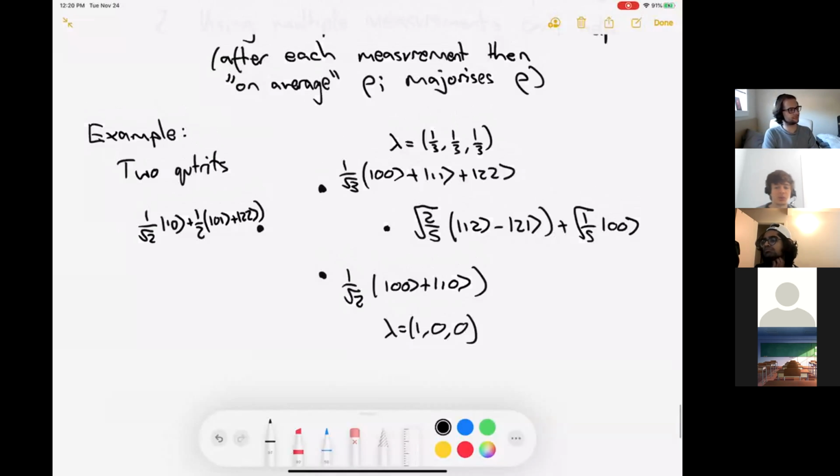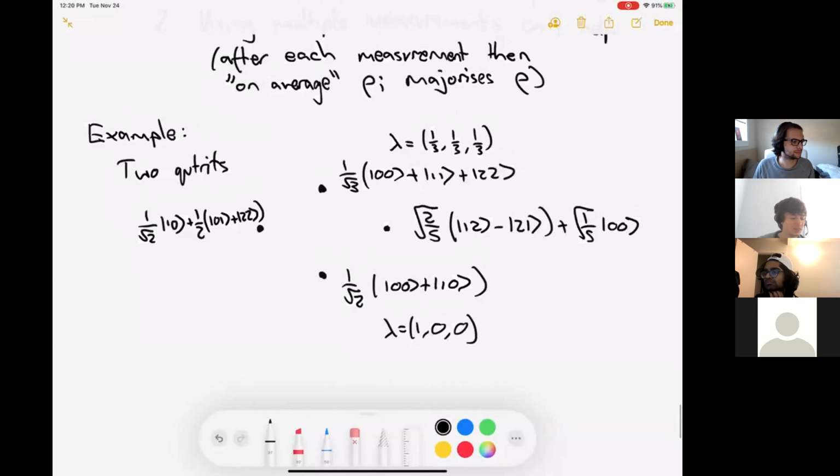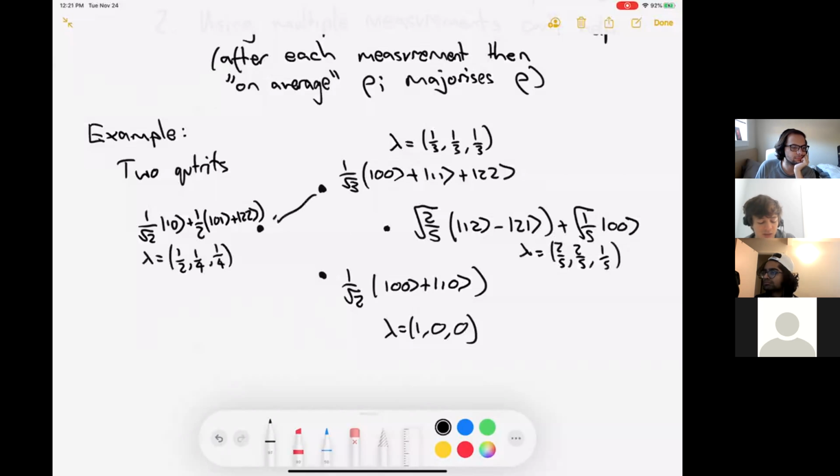Okay, so we want to see which ones we can go between using LOCC. The first thing to note is that if we start with this maximally entangled state, we can get to anything. It's very easy to check. A third is smaller than the largest eigenvalue of any of them. A third plus a third, which is 2/3, is also smaller than the sum of the 2 largest eigenvalues of any of them. So we can always get from the maximally entangled state to anything we like using LOCC. And that's generally true. Maximally entangled states are more entangled than any other state.